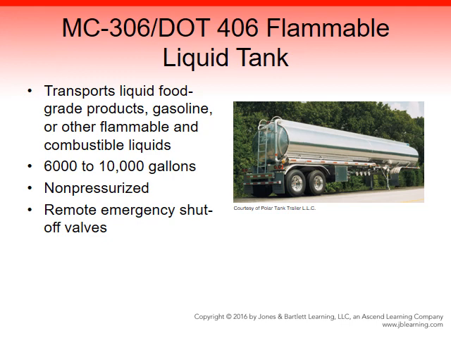The Motor Coach 306. This is used for flammable liquids. The transported liquids traditionally can be food-grade products, gasoline, or other flammable and combustible liquids. They hold between 6,000 to 10,000 gallons. This is a non-pressurized tank, and it should have a remote emergency shut-off valve. A good way to tell the difference between this and the other tanks that we'll see here shortly is to look at the egg-shaped back of the container. That helps identify it as a Motor Coach 306.